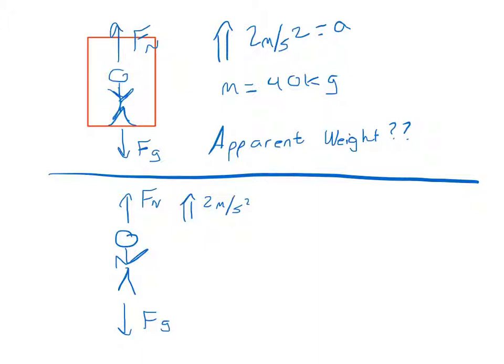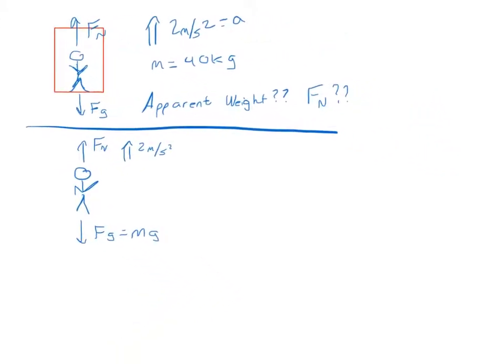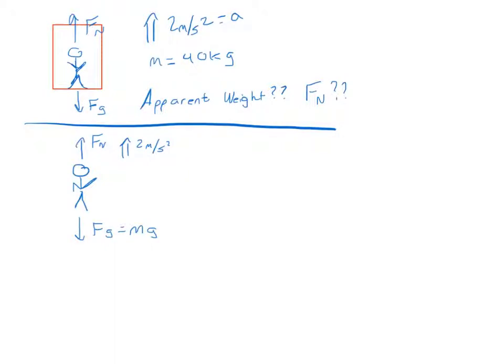Apparent weight is pretty much asking me to find out what the normal force is. Okay? His force of gravity is always equal to his mass times gravity, which is 40 kilograms times 9.81, which equals 392.4 newtons.